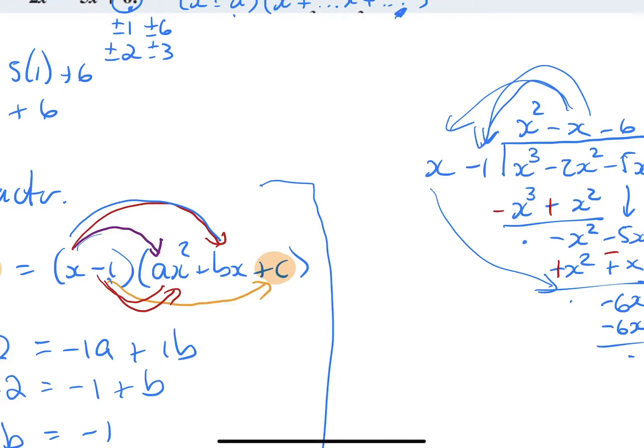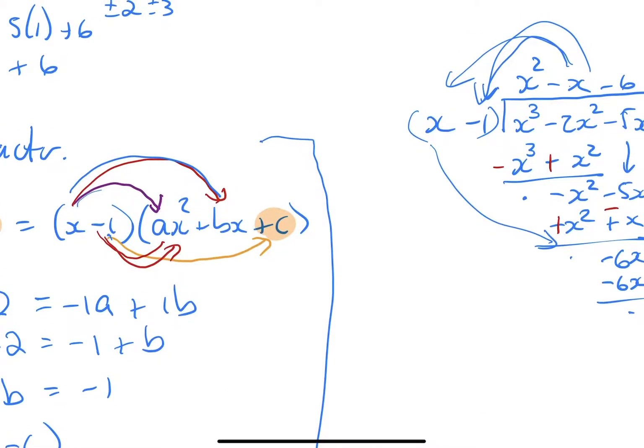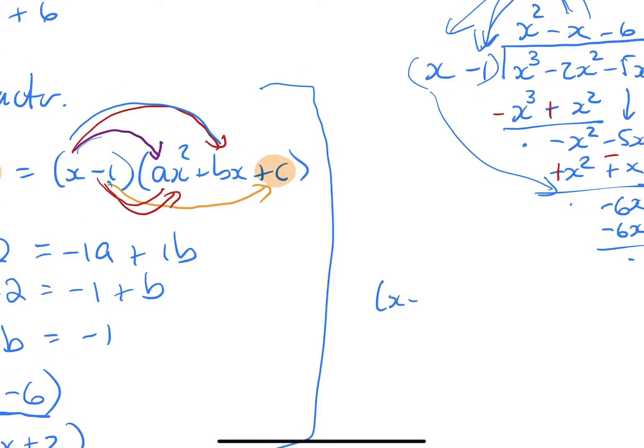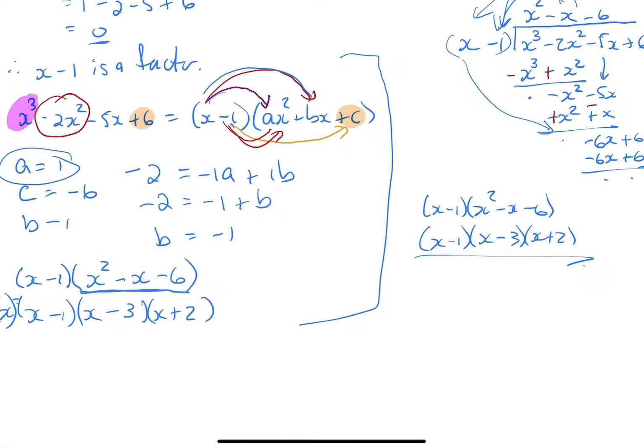It should be, because x minus 1 is a factor, and the other factor is x squared minus x minus 6. So that will be x minus 1 times x squared minus x minus 6, and I can factor that further, saying that it is x minus 1, x minus 3, x plus 2. And those then are the factors.